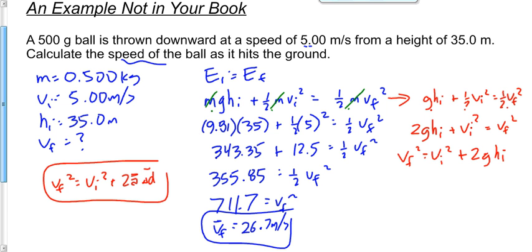What's g? Yeah, my acceleration. What's the initial height? It's the same as my displacement, right? So really, in this situation, aren't I doing exactly the same thing? Really, I used VF squared is equal to VI squared plus 2AD. I just didn't know it when I was doing it.